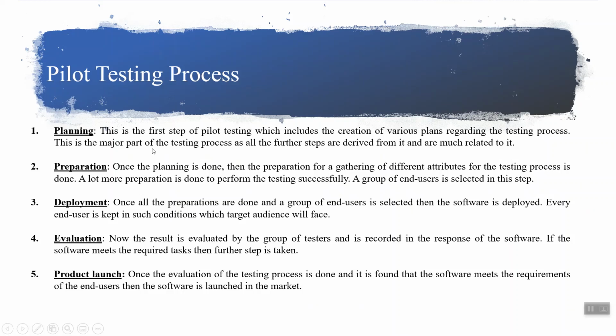First one is planning. This is the first step of pilot testing, which includes the creation of various plans regarding the testing process. This is the major part of the testing process, as all of the further steps are derived from it and much more related to it. After the planning, we do the preparation. Once we have done the planning, in the preparation phase we gather the different attributes for the testing process, and a lot of preparation is done to perform the testing successfully. A group of end users is selected in the preparation step.